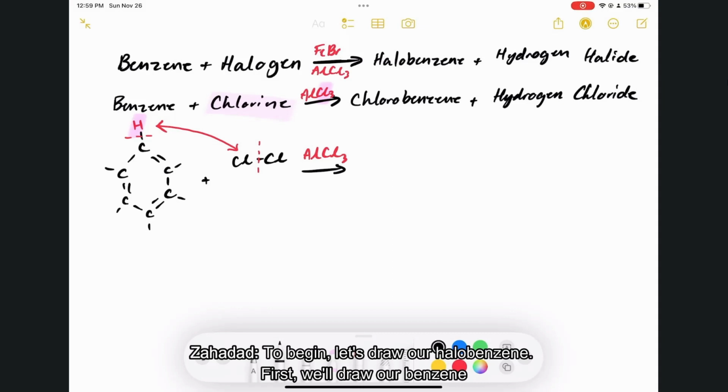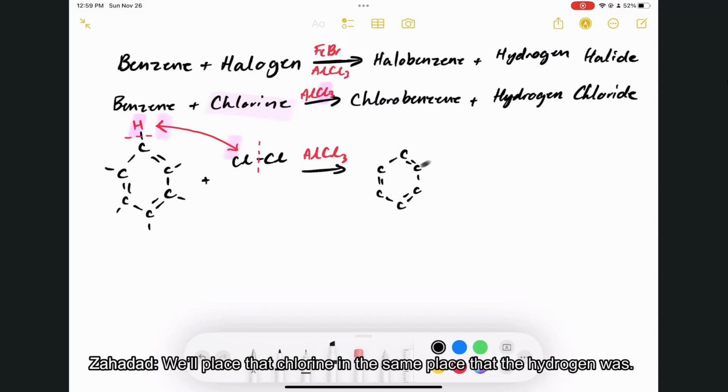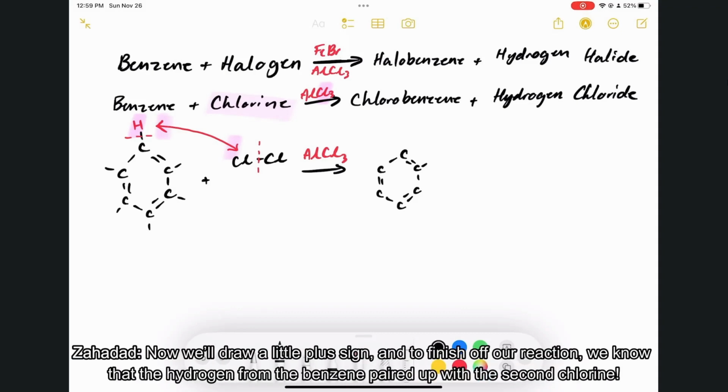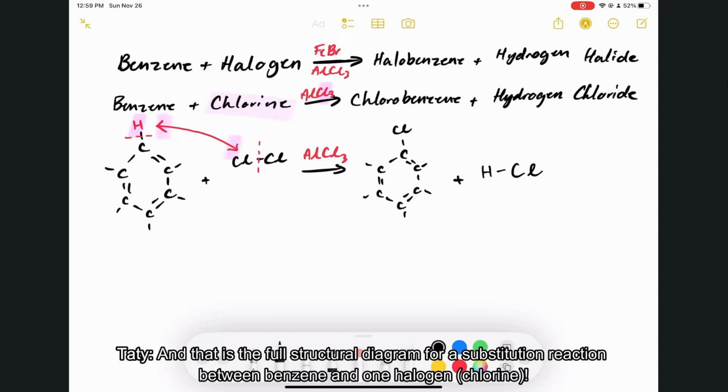To begin, let's draw our halobenzene first. We will draw our benzene, then as we saw on the reactant side, chlorine replaces one of the hydrogens that was attached to the benzene. We'll place the chlorine in the same place that the hydrogen was. Now we'll draw a little plus sign, and to finish off our reaction, we know that the hydrogen from the benzene paired up with the second chlorine, so all we need to do is draw hydrogen chloride. And that is the full structural diagram for a substitution reaction between benzene and one halogen, aka chlorine.